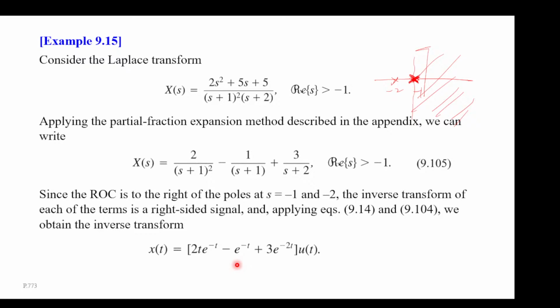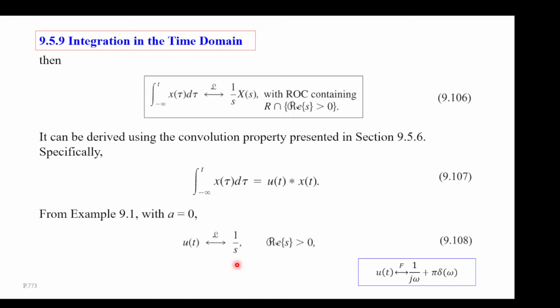Okay. And then the next one is integration. This one is a bit funny because it's very simple. Integration is actually just the inverse of differentiation. So if your function is some x of tau and you integrate x of tau d tau from minus infinity to t, then its Laplace transform is just 1 over s times big X of s. In comparison, the Fourier transform has an extra delta term, but in the Laplace transform, because the ROC avoids this delta term, we only have this 1 over s term here.